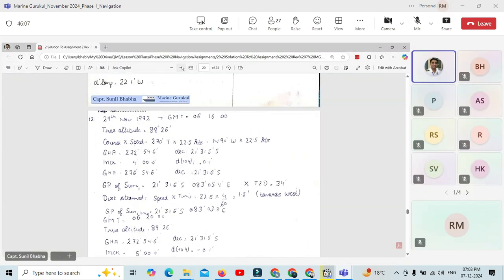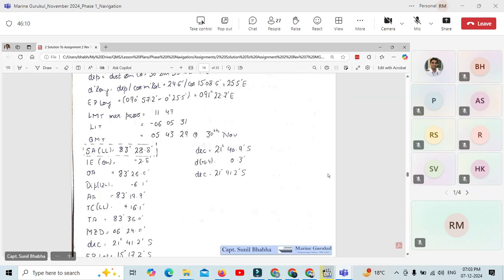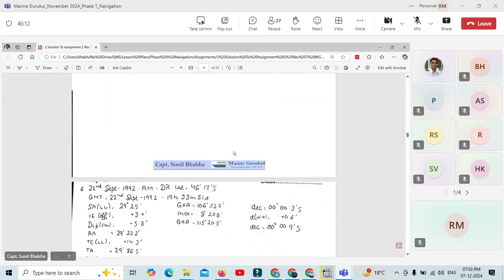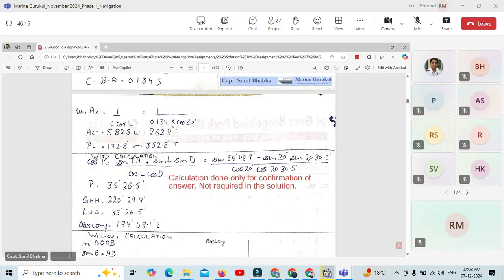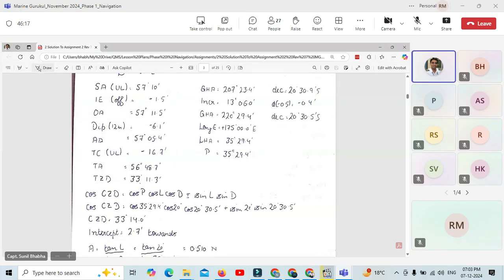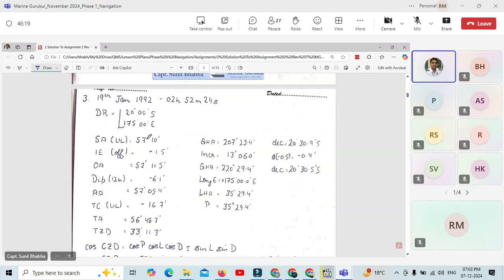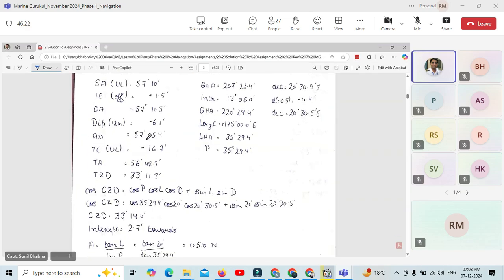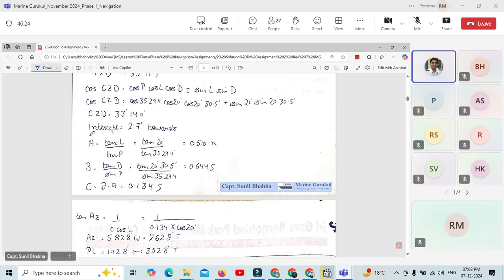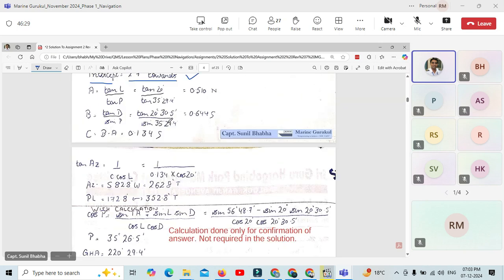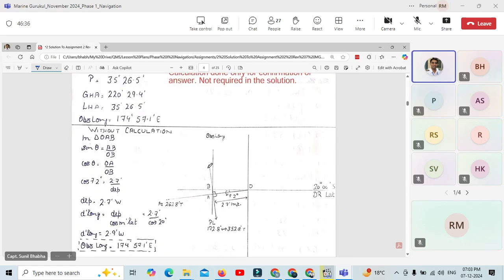Okay, all right. Number 3. Beta, they basically ask you to find out the intercept. So we have obtained the intercept and we have obtained the azimuth also. Azimuth is also obtained. Direction of PL is obtained. Now they are asking us to find out, if the site was worked out using long by chron, what would be the observed longitude which you are getting.